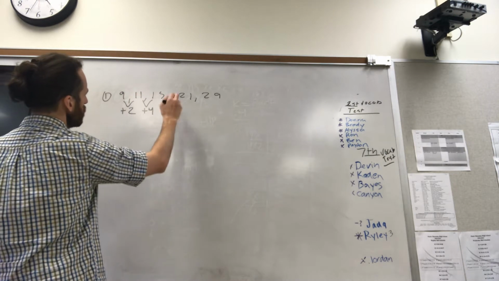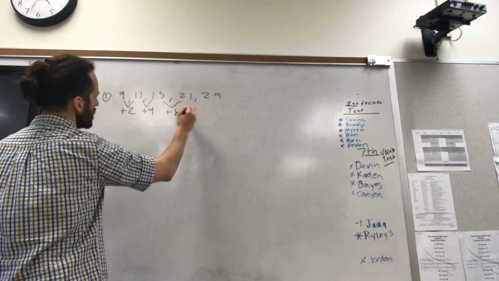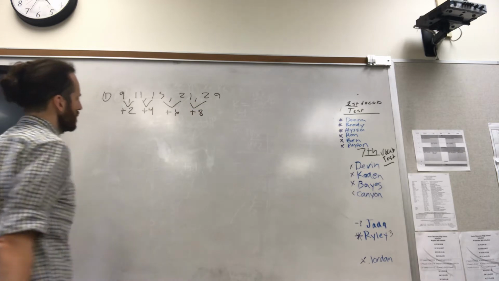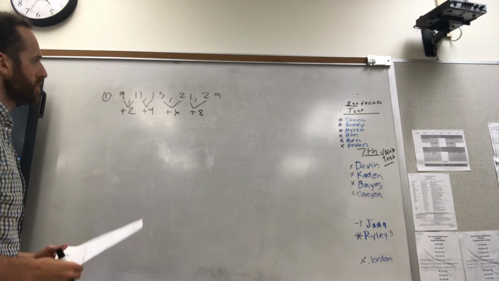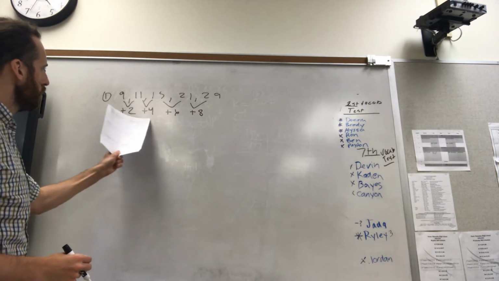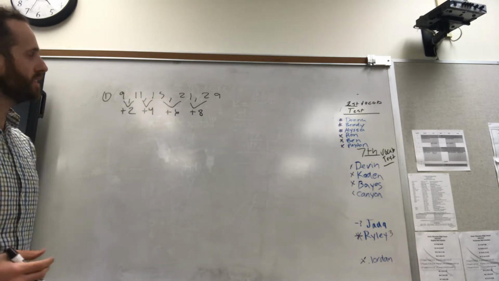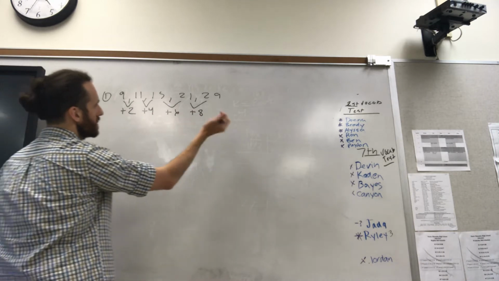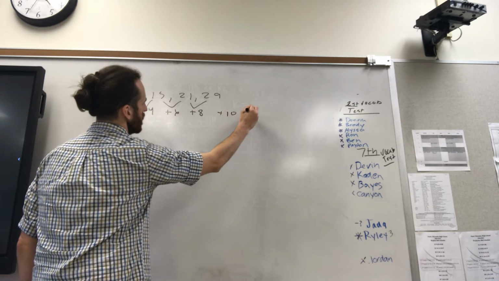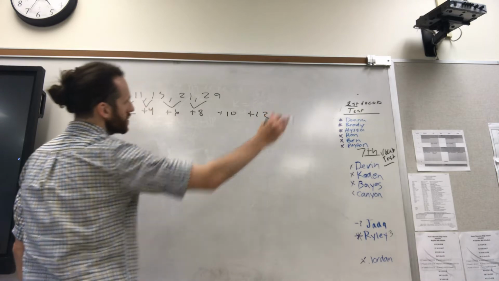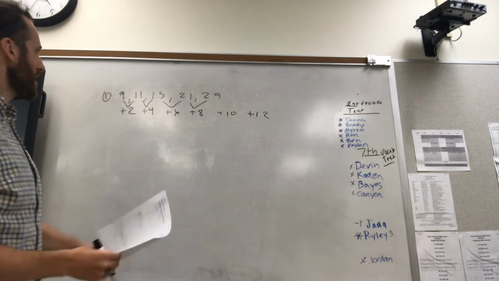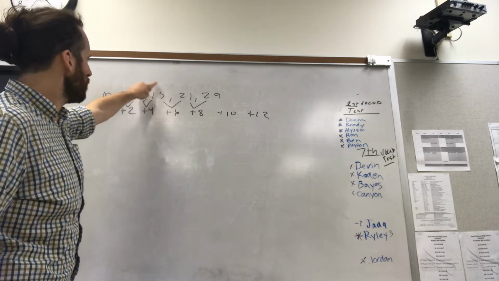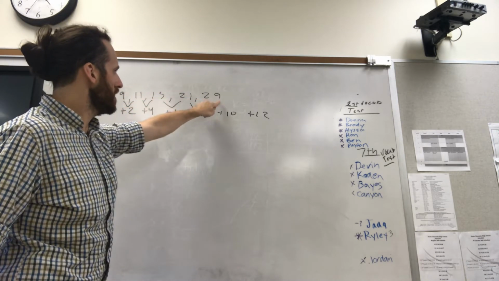Between 15 and 21, you're adding 6. Between 21 and 29, you're adding 8. So now you can see 2, 4, 6, 8 is the pattern. So what comes next in those patterns? 2, 4, 6, 8, 10, 12, so on and so on. We're only looking for the next two terms here. Added by 2, added by 4, added by 6, added by 8, added by 10.